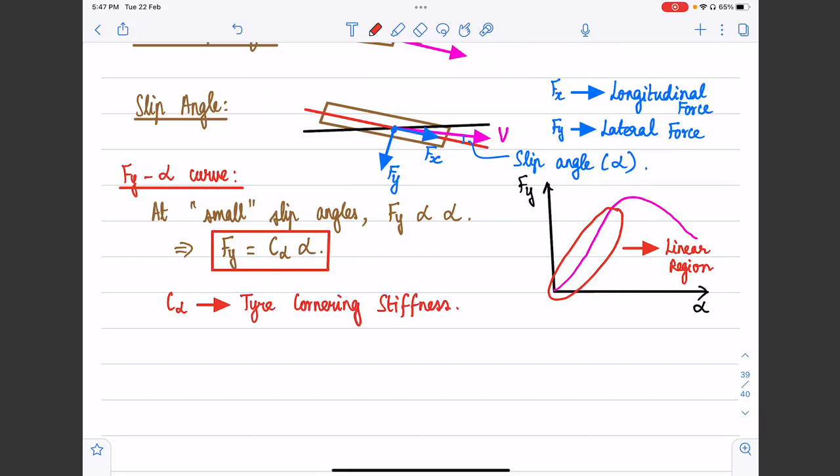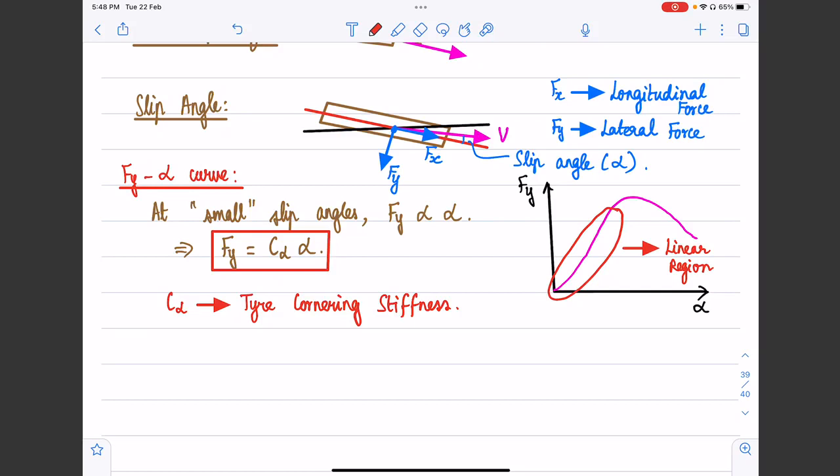We will derive the dynamic bicycle model starting from the next class. We will observe how C alpha comes into the picture in the governing equations, and then using this we will do a stability analysis of cornering dynamics that will use a parameter called the understeer gradient. We will learn what is meant by understeer, neutral steer, and oversteer conditions, what is called critical speed, and when a vehicle will potentially become unstable during a cornering maneuver, and so on. Those are all discussions that are going to happen in the next few classes.